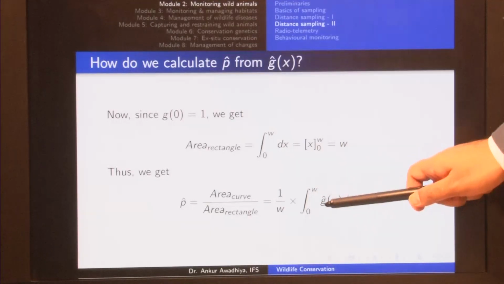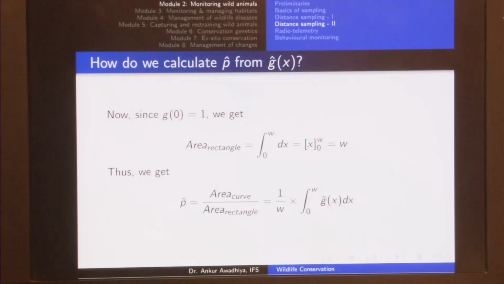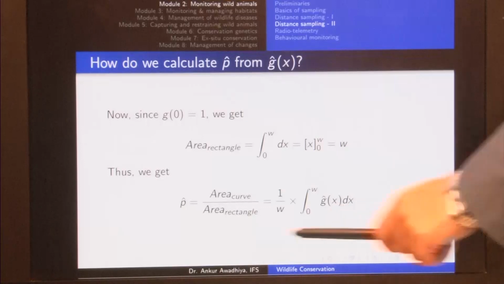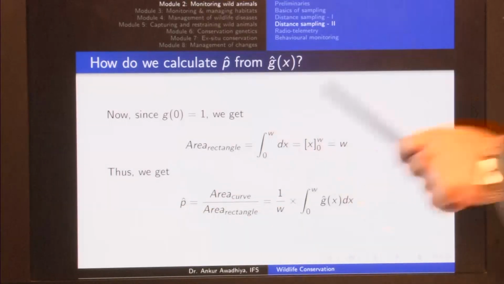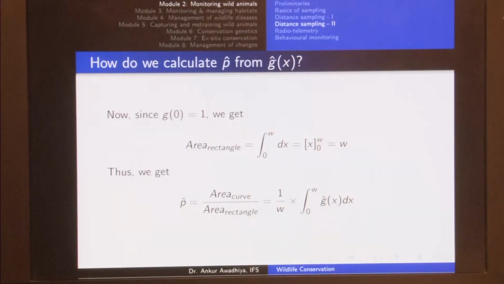Now, here again we have a hat on top of g because this again is an estimate, we have not yet figured it out completely, but from here we know that once we have figured out an equation for g of x, we can compute p hat. So, even though p hat depends on a number of variables, now we are coming close to a way of mathematically getting to the value.